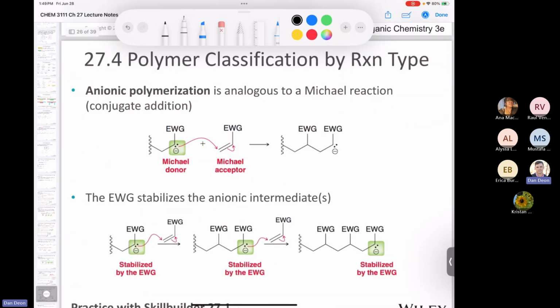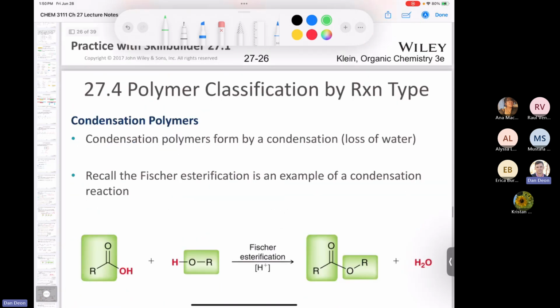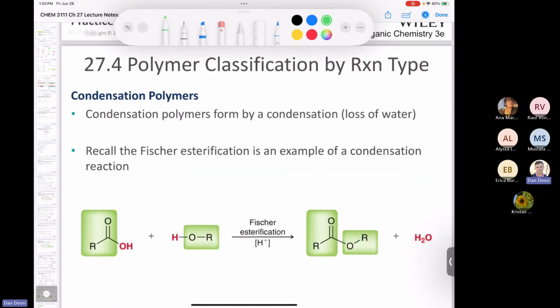Again, if you're astute, and I know you all are, you probably noticed that anionic polymerization is like a Michael reaction. You have your Michael donor and then the double bond here, so that's your Michael acceptor. Again, the electron withdrawing group is what stabilizes the carbanion, the anionic intermediate, and then you keep going and going, and this is your living polymer, so to speak. So there you go, a little bit about anionic addition polymers.